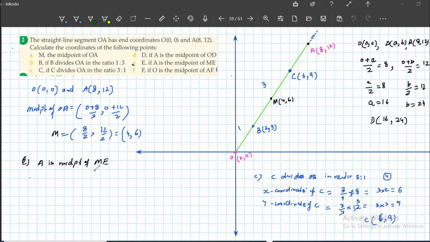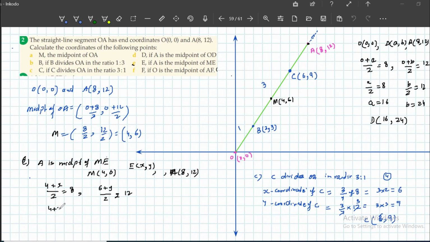Again, E point we can consider as x, y. Let's suppose we don't know, and the point of E is x, y, whereas the M point we know, M is 4 comma 6. A is the midpoint here, which is 8 comma 12. So we are looking for the point E. Yes. So we can say that 4 plus x over 2 is equal to 8. And the second thing, 6 plus y over 2 is equal to 12.